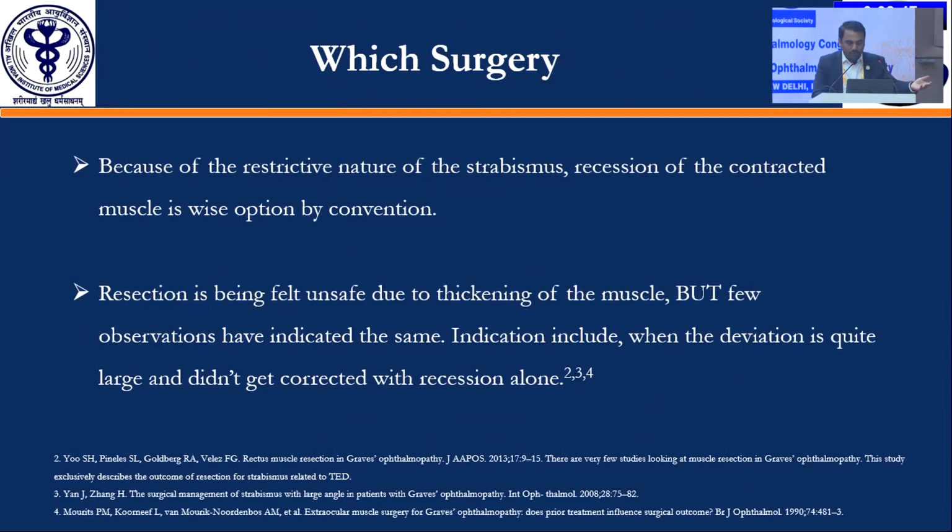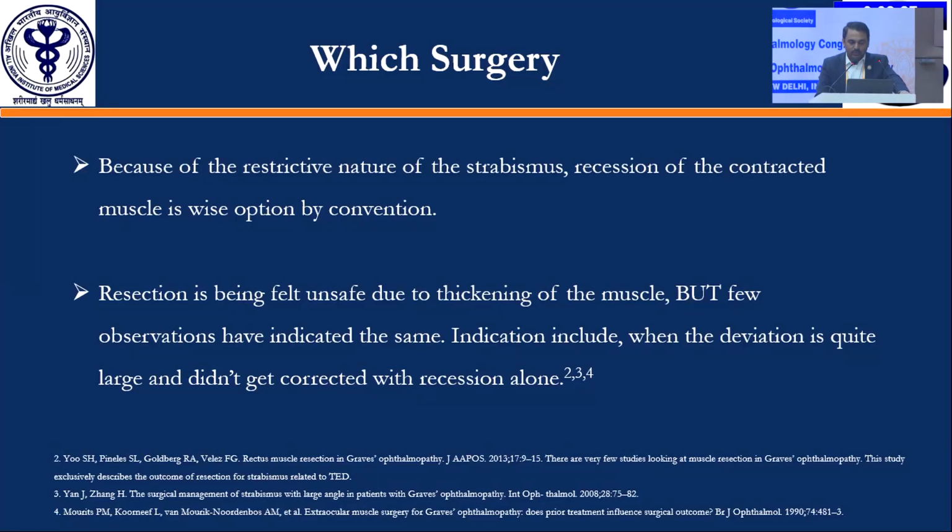Which surgery? Often by convention, we do recessions first followed by resections, but in thyroid eye disease and restrictive strabismus, for example Duane retraction syndrome also, we don't prefer resections, but of course there are people who have described the resection procedure, but by convention we are going to follow the recession procedure.